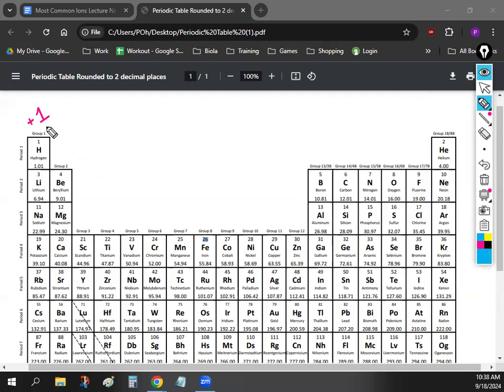Definitely write down the red part. You don't need to write the blue part. This is just for you to understand. So hydrogen right here wants to be +1. Li, lithium, wants to be +1. The next one, Na, wants to be +1. You kind of get the point, right? Every element in this column wants to become +1.